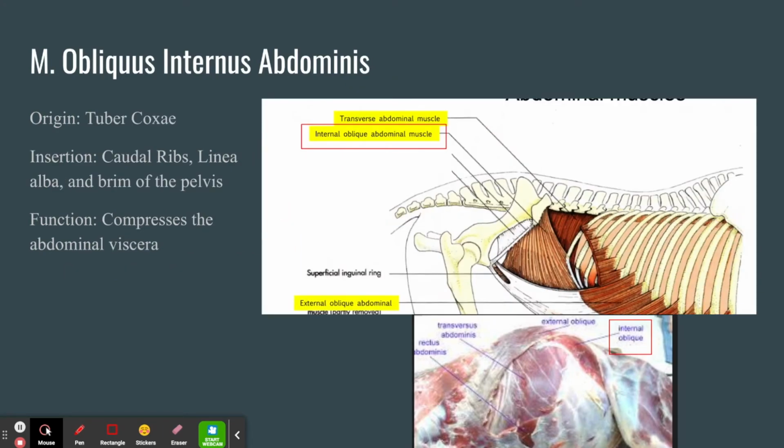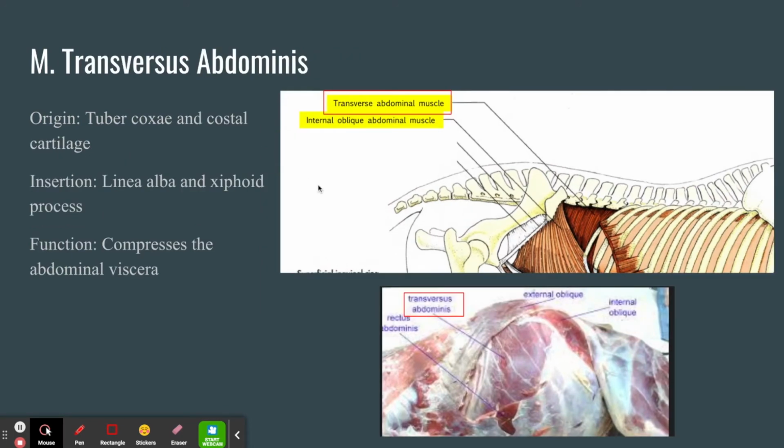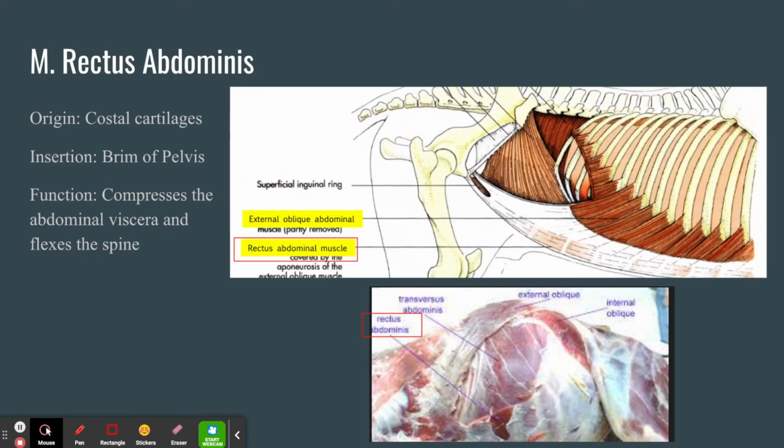Next, you have the internal abdominal oblique, whose origin is the tuber coxae, the insertion at the caudal ribs, and its function is that it compresses the abdominal viscera. Next, you have the transversus abdominis, which has its origin at the tuber coxae and costal cartilage, and its insertion at the linea alba and xiphoid process. Its function is that it compresses the abdominal viscera. Next, you have the rectus abdominis, which has its origin at the costal cartilage, its insertion at the brim of the pelvis, and its function is that it compresses the abdominal viscera and flexes the spine.